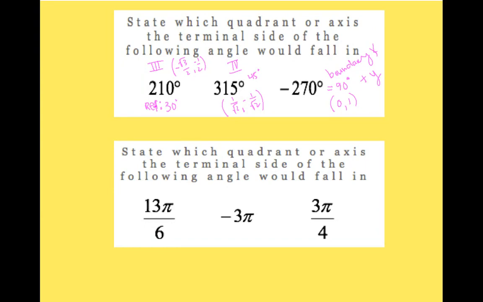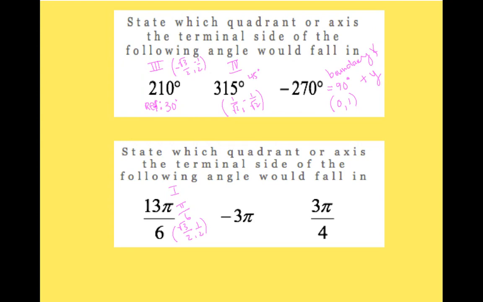Now 13 pi over 6. That's more than a full circle. So this right here is going to be in quadrant 1, and the reference angle is going to be pi over 6. It's actually coterminal to pi over 6. So that coordinate point is going to be root 3 over 2, 1/2.